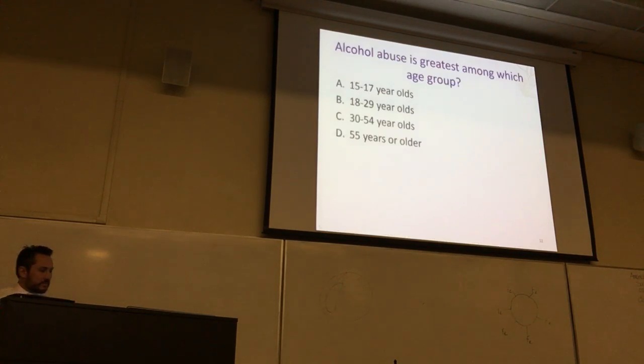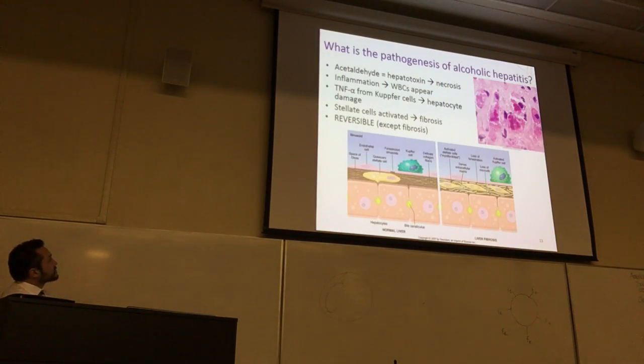So, alcohol abuse is greatest amongst which age group in our country? This is the United States. 15 to 17-year-olds, 18 to 29, 30 to 54, or 55 years old. So it's kind of a no-brainer, 18 to 29. Right? Probably the target range of this audience for the most part. Right? So let's look at the next stage, alcoholic hepatitis.